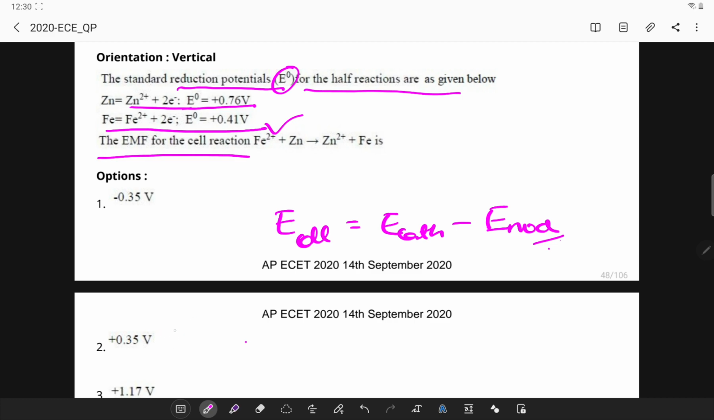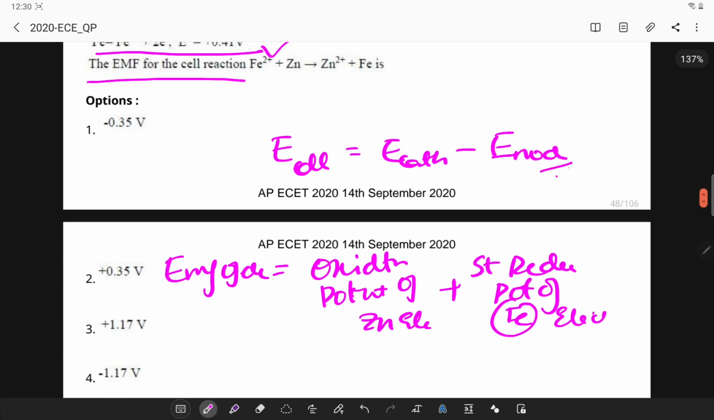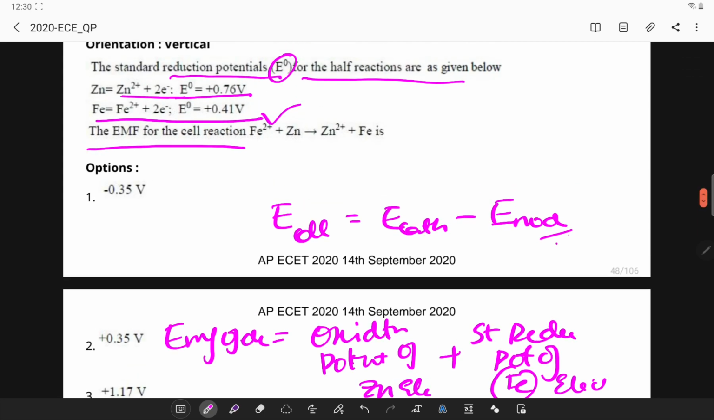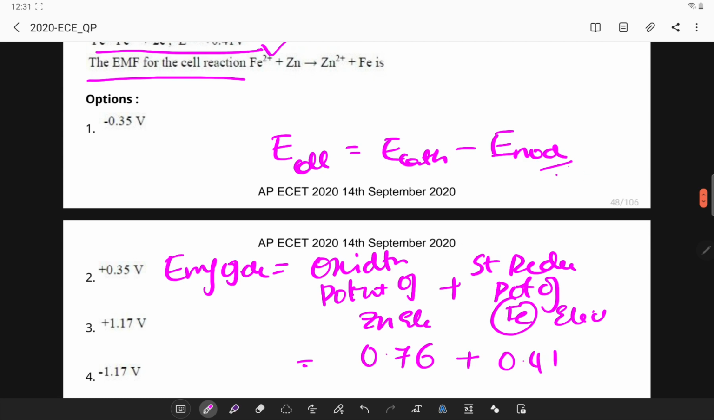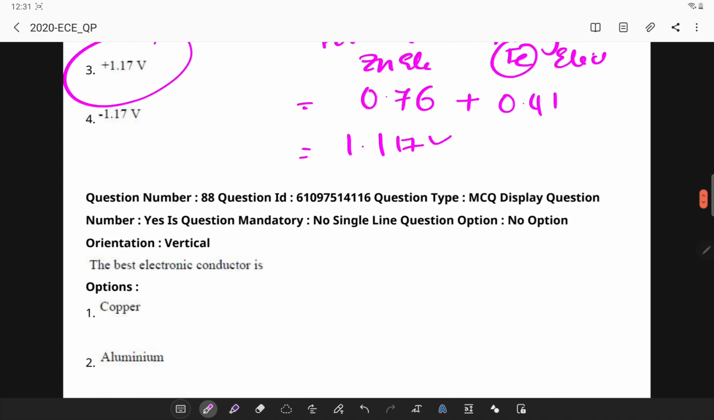So here we have to remember EMF of a cell in this case is the oxidation potential of zinc electrode. This is standard reduction potential of iron electrode. So here this is given as 0.76 and this is given as 0.41. So we will be getting it as 1.17 volts. So next question.